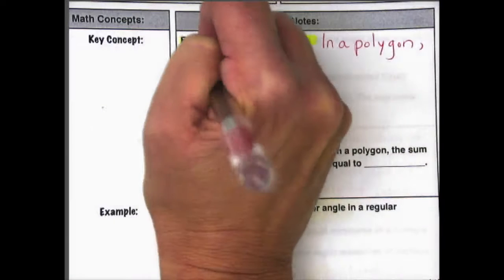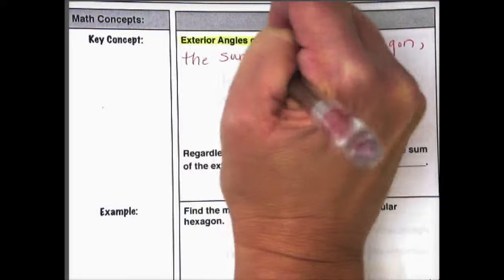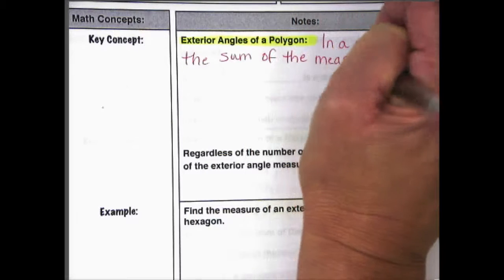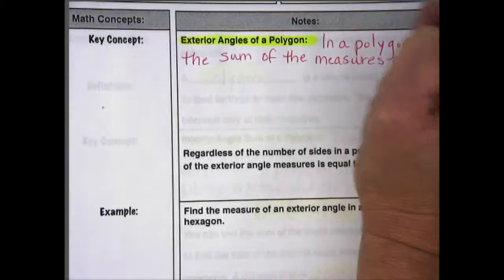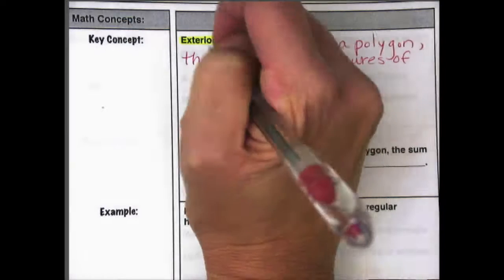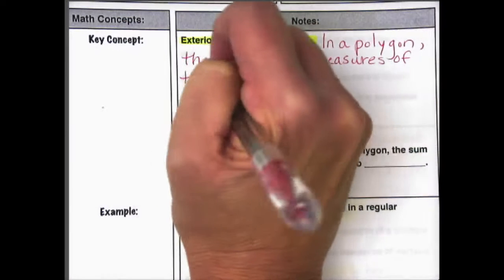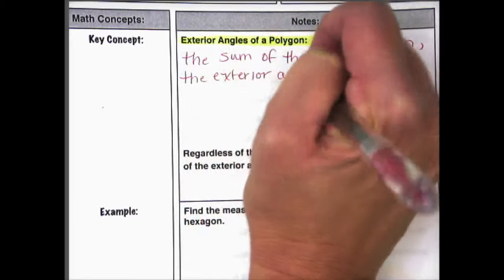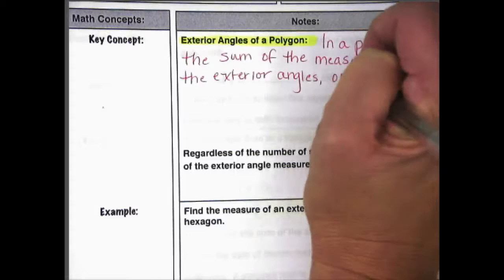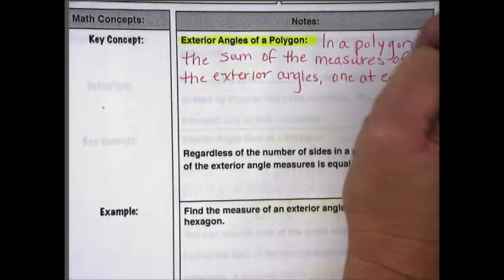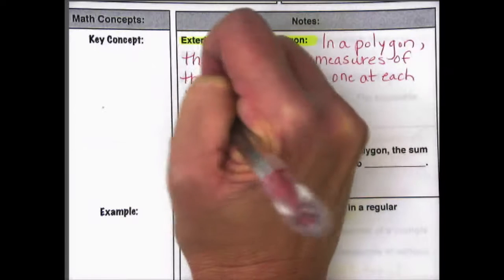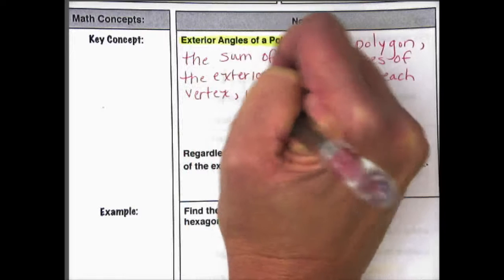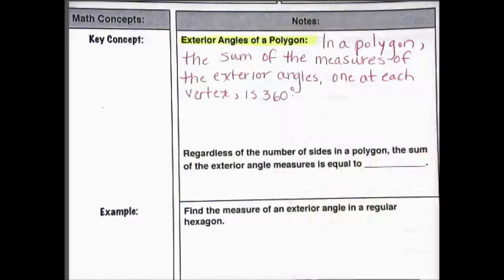the sum of the measures of the exterior angles, one at each vertex, is 360 degrees. So let's draw a little picture.